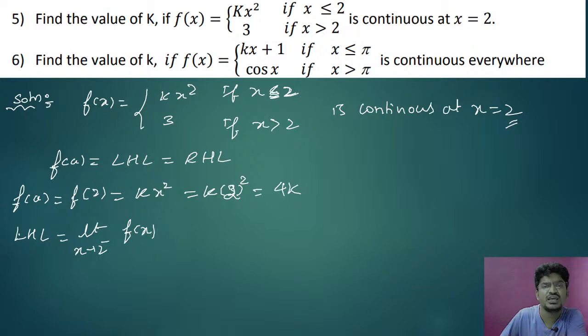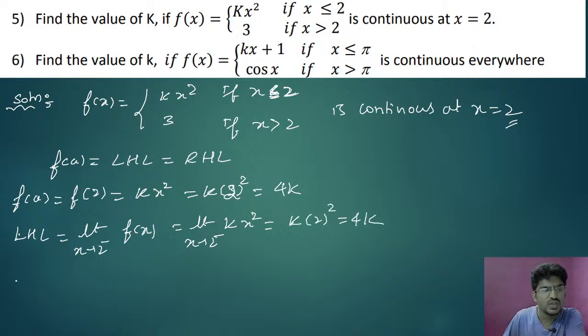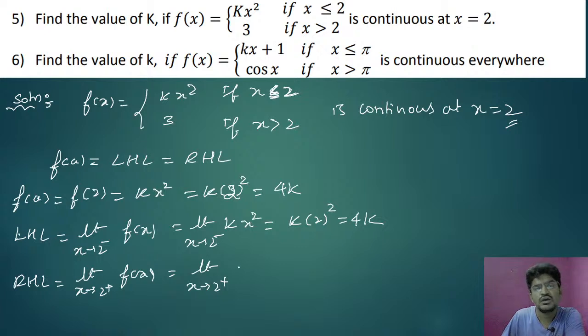Now LHL will be equal to limit extending to 2 minus f of x. If it is LHL, you have to take x less than 2. That is limit extending to 2 minus k into x square. So x value is 2, and k into 2 square is 4k. Now you can find RHL. That is limit extending to 2 plus f of x. For x greater than 2, that is 3. So you can take directly 3, no problem, because whenever x is greater than 2 you have 3. There is no x value, so you can write it as 3.